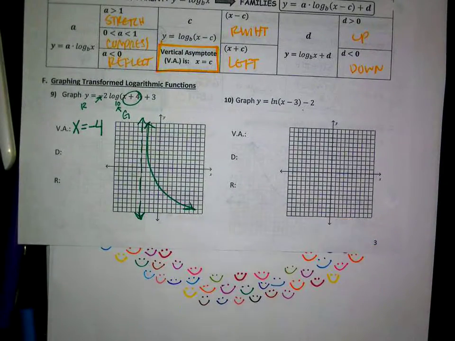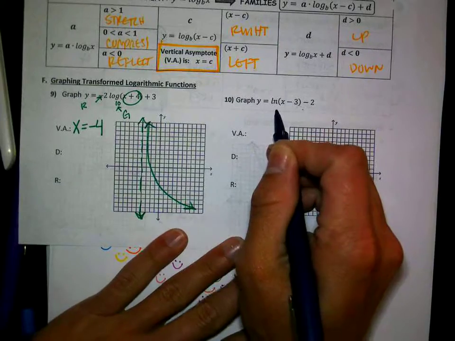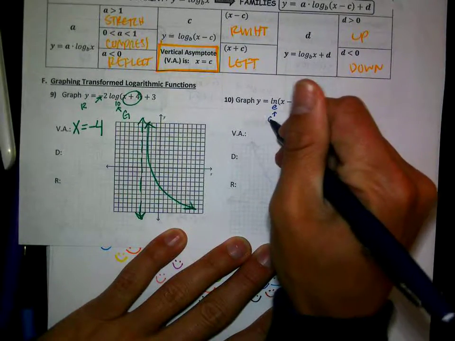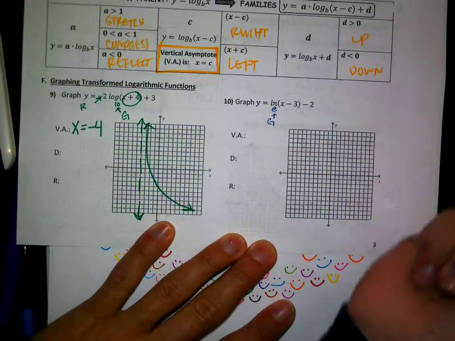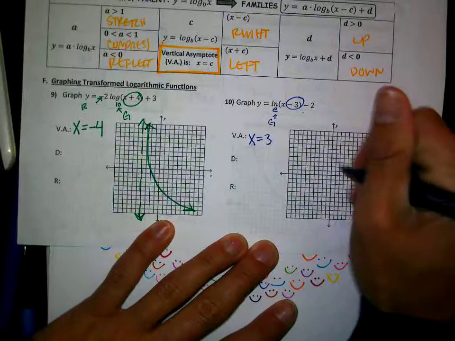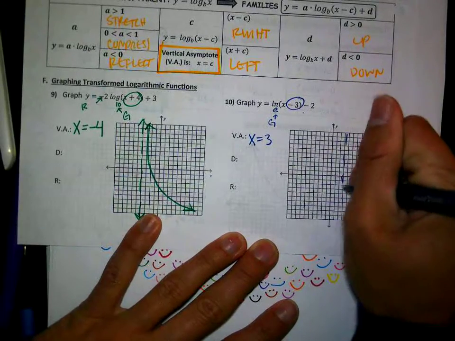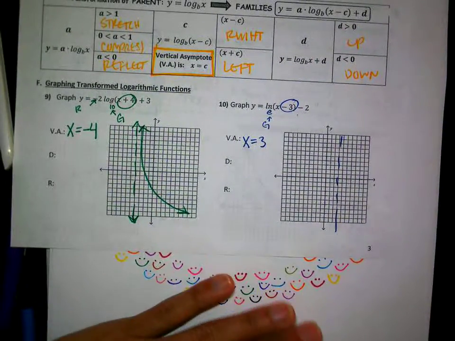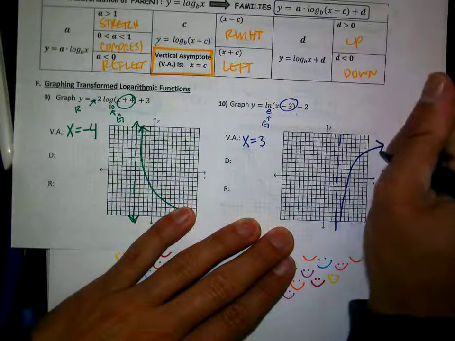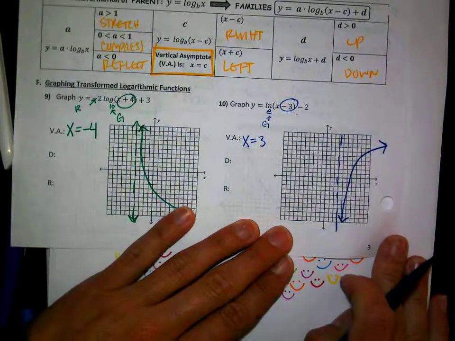All right, last one. What is the understood base here? E. An E. Very good. So is it a growth or a decay? Growth. A growth. And then where's my asymptote at? 3. Good. So x equals 3. 1, 2, 3. And is it being reflected? No. So it's going to grow like that.